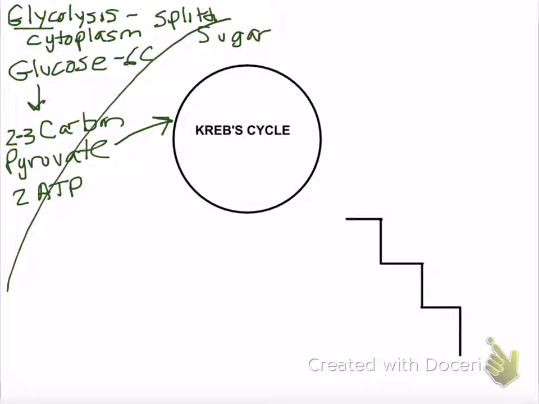In the Krebs cycle, we will use pyruvate and we will use some special electron carriers called NAD and FAD. NAD and FAD carry electrons and are important for the third step, which is the electron transport chain.